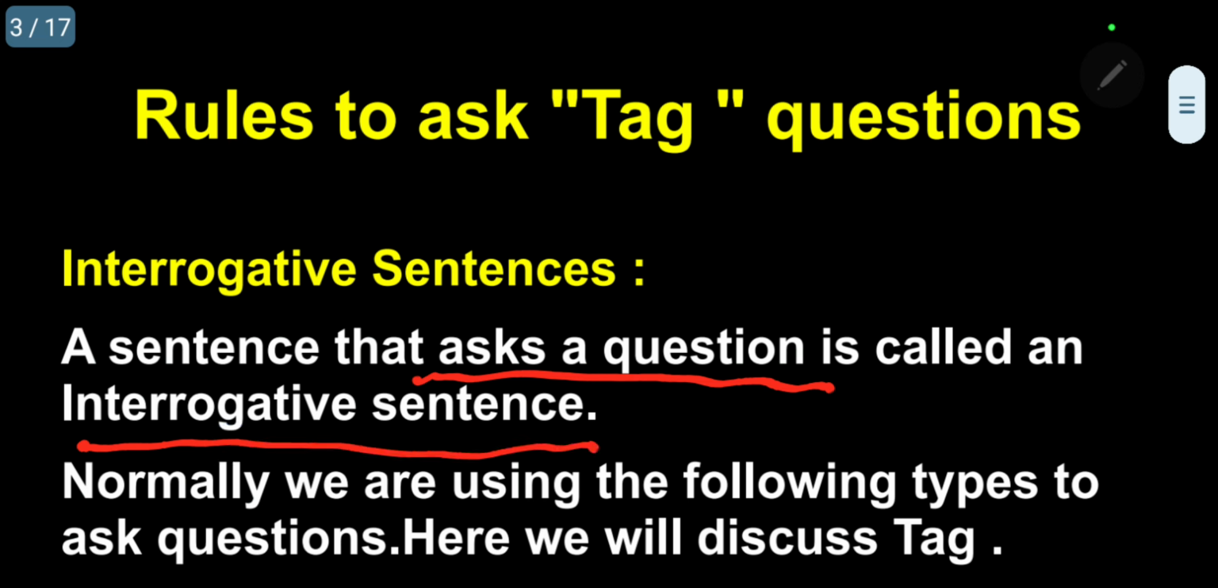Sentences we can classify in a number of ways: simple present, present continuous, present perfect, present perfect continuous, and the same way for past and future. We have 12 sentence types normally. In the case of questions, we can ask in three ways. The interrogative questions are what we are going to discuss here.